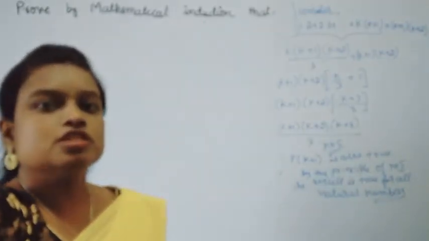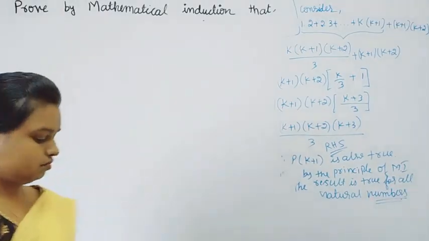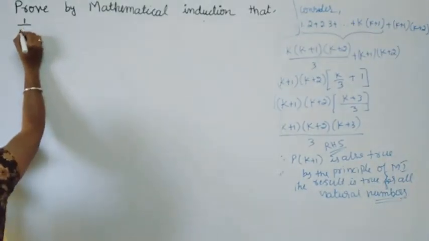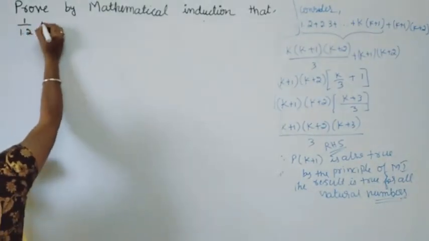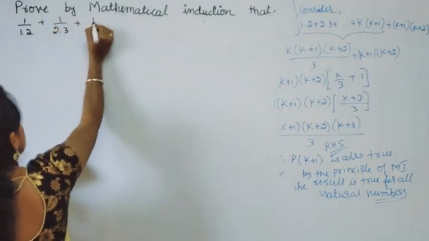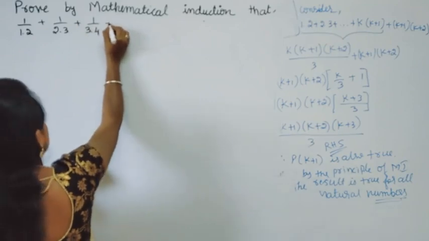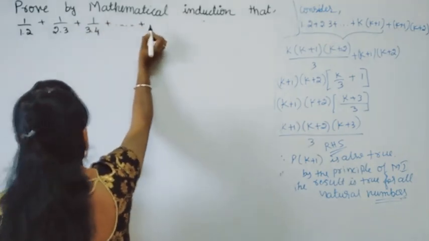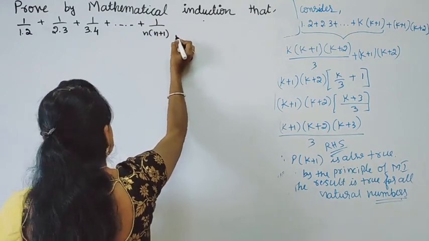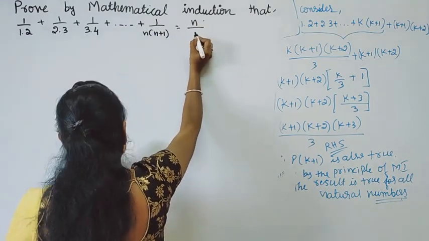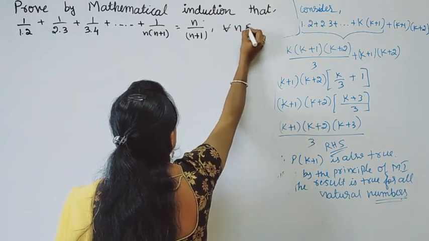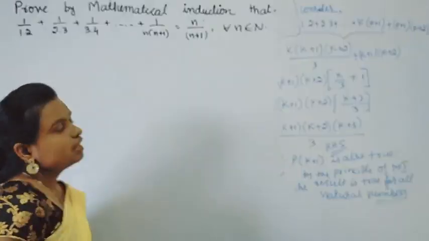So the next question is: prove by mathematical induction that 1 by 1 into 2 plus 1 by 2 into 3 plus 1 by 3 into 4 plus etc. plus 1 by n into n plus 1 is equal to n by n plus 1 for all n belongs to N. This is our next problem.